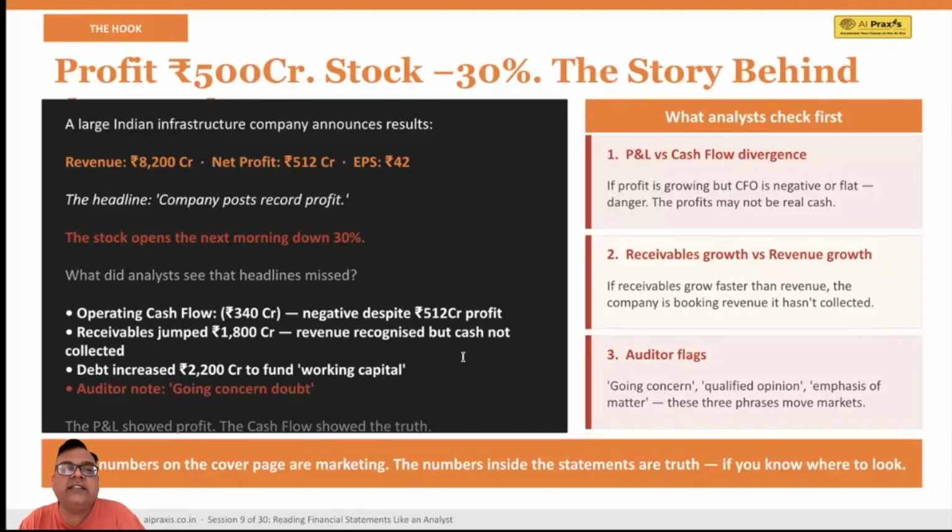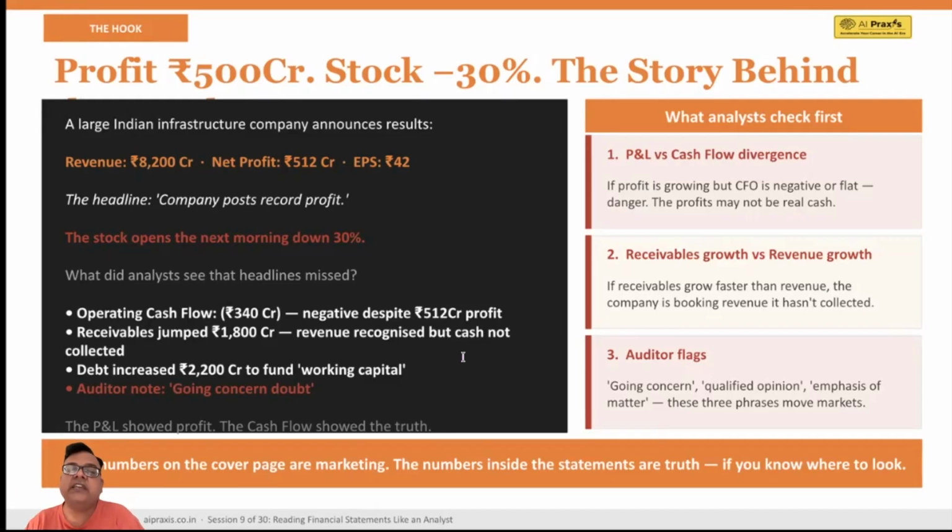Let's take that same company and go beyond the headline. On paper, everything looks strong. Revenue 8,200 crores, net profit 512 crores, EPS is 42, right? That's earnings per share. So if you stop here, you will conclude it is a great company, but analysts never stop here. As I mentioned, they go one level deeper and read the cash flow statement and balance sheet. So this is where the real story starts.